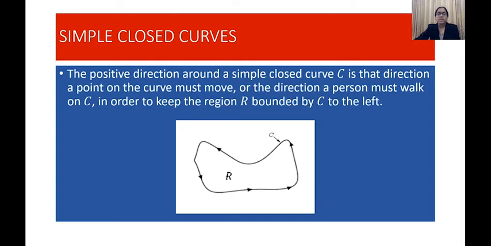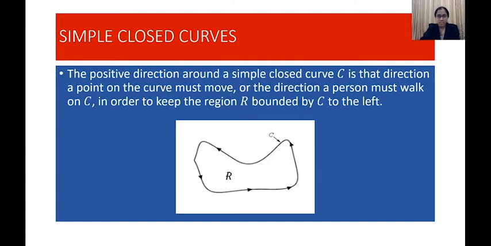We have learned about simple closed curves in previous sections. Here let me read out the meaning of the positive direction of a curve. The positive direction around a simple closed curve is that direction a point on the curve must move, or the direction a person must walk on the curve C, in order to keep the region R bounded by C to the left. Is it clear? What is meant by positive direction?